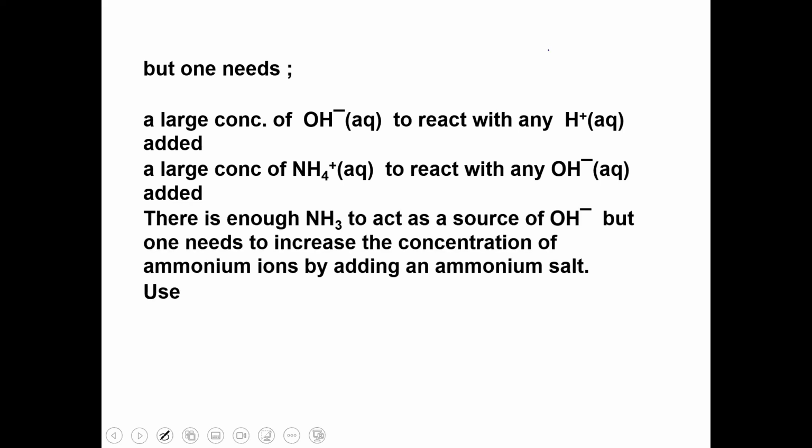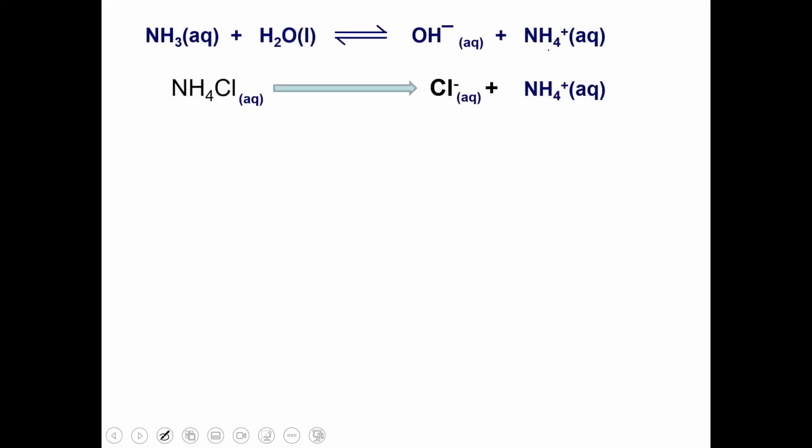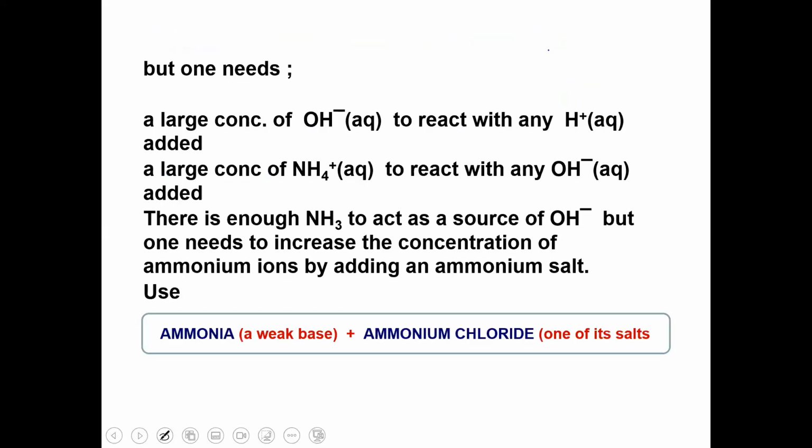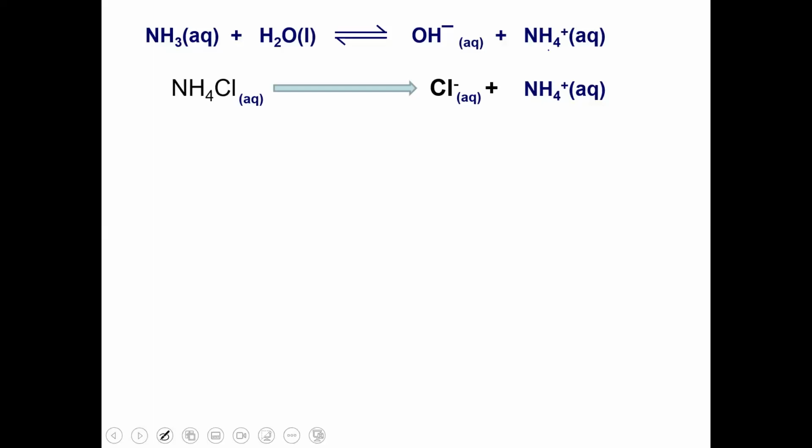Now, there is enough ammonia to act as a source of OH minus, but one needs to increase the concentration of ammonium ion by adding an ammonium salt, because obviously ammonia is a weak alkali. Ammonia itself cannot generate much NH4 plus because it has to fight with OH minus. So we make a solution of this one. This is the idea of our buffer. So now you have to see this ammonium ion. You have already copied the first equation. So below it, you have to copy the second equation.